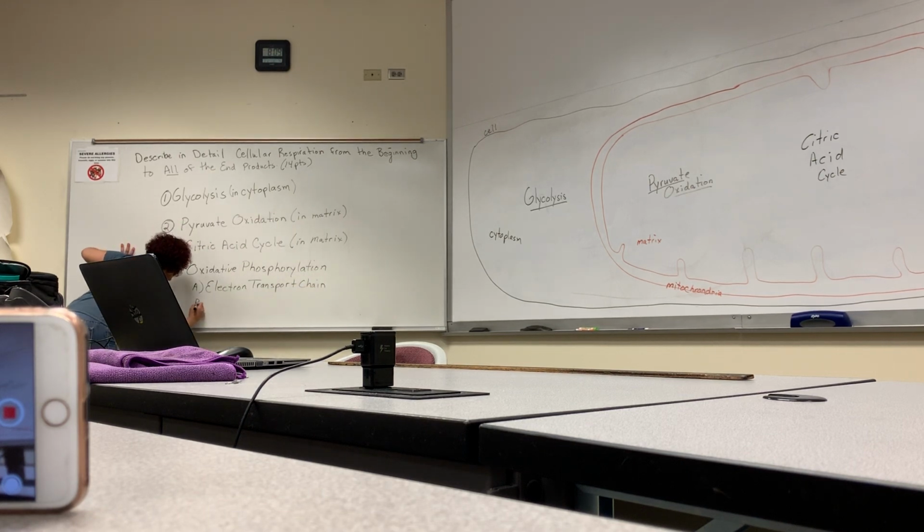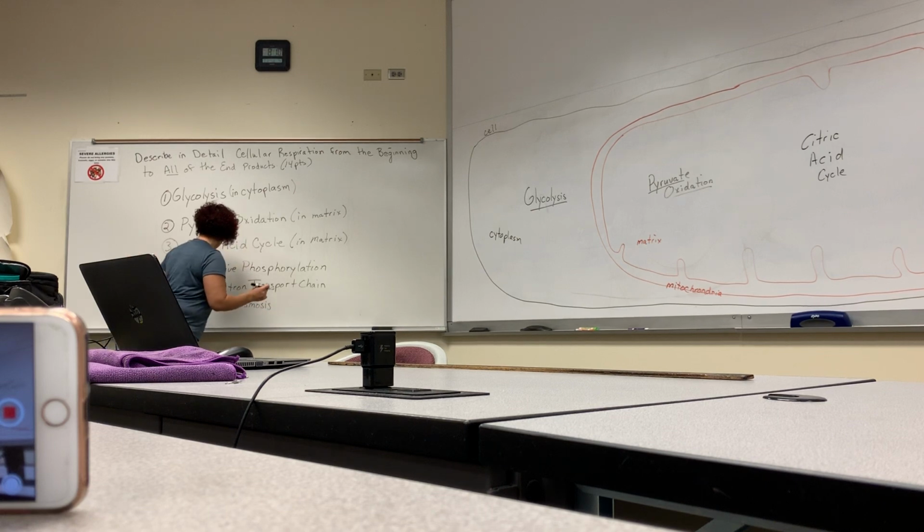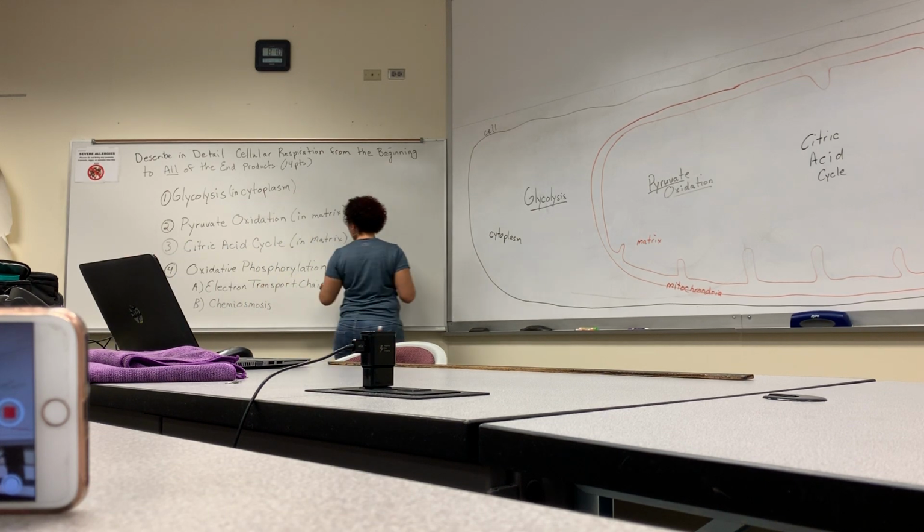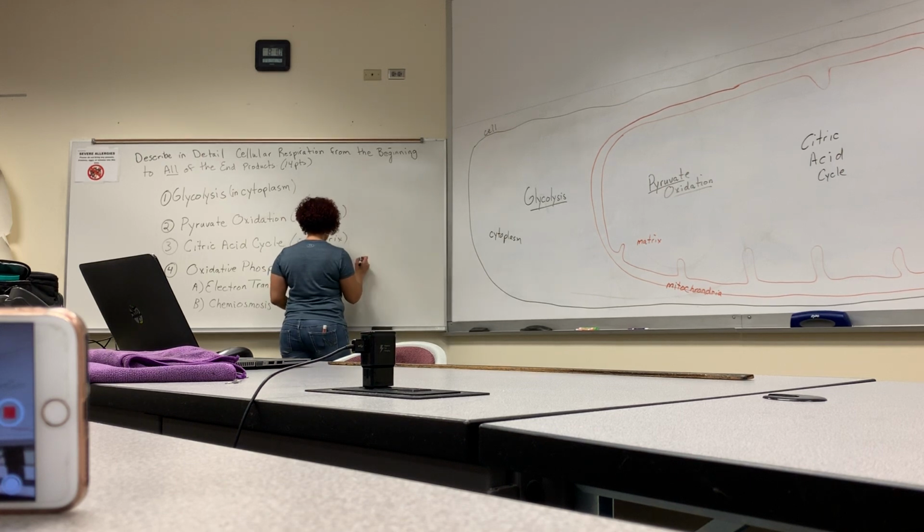And then the finale of that is called chemiosmosis. So the oxidative phosphorylation, i.e. electron transport chain, and chemiosmosis, they all take place on the cristae.